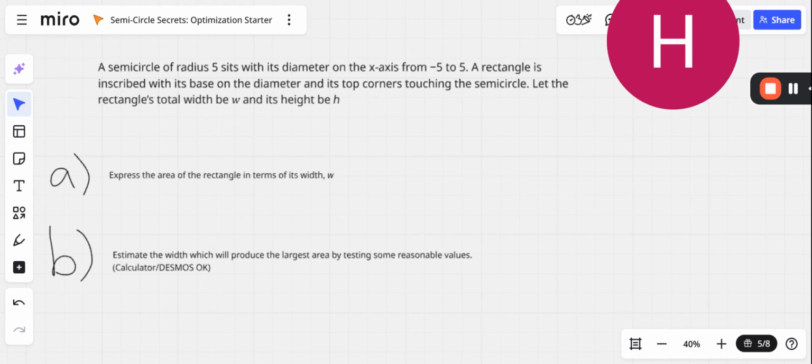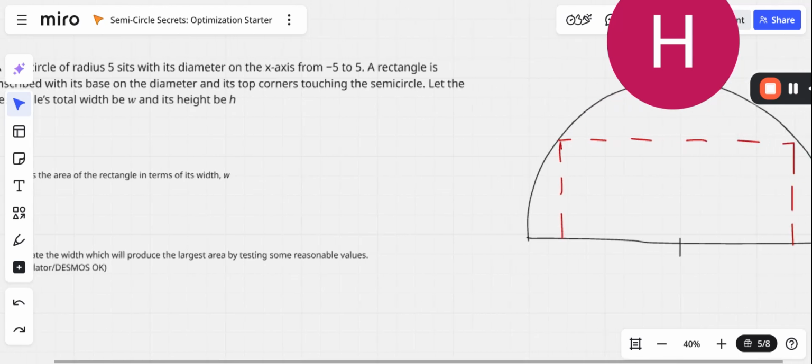But here's the challenge. We want to figure out what is the biggest possible rectangle that we could fit in the circle. So let's take a look at this.